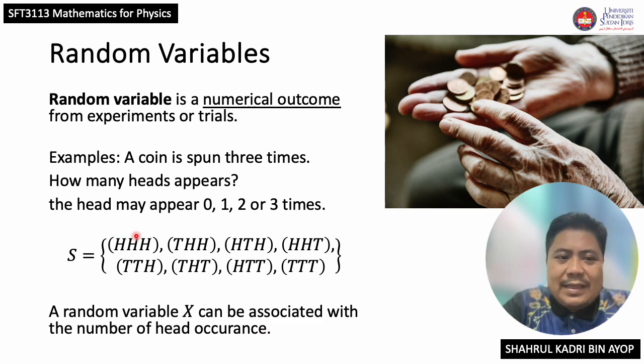So for example, here, this is 3 times head. This is 2 times head, 2 times head, 2 times head. This is 1, 1, 1, and this is 0. We can have a random variable which represents the occurrence of the head.